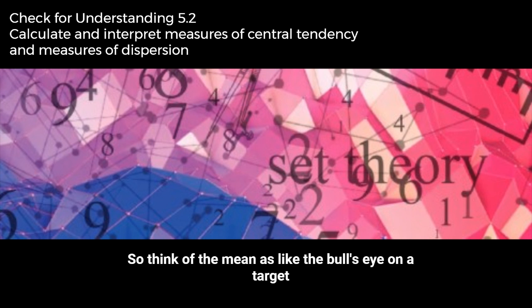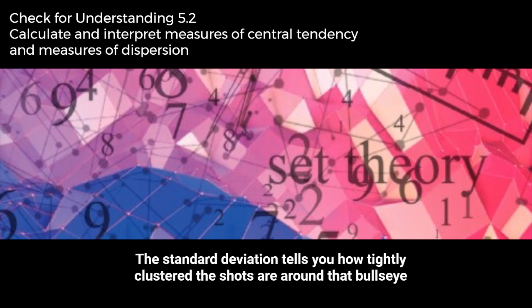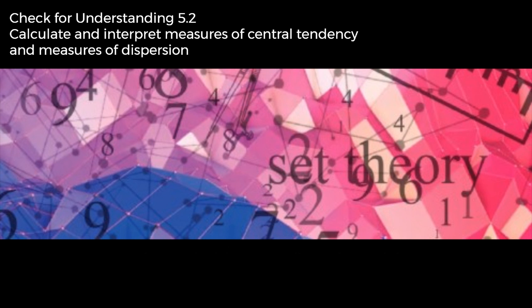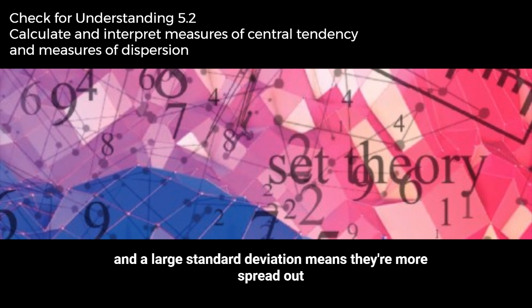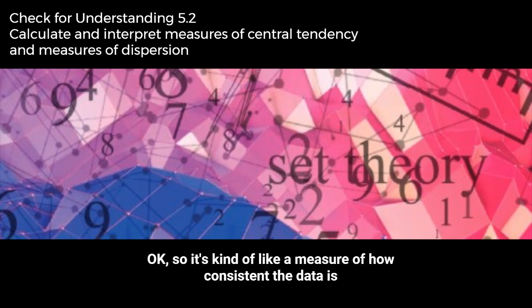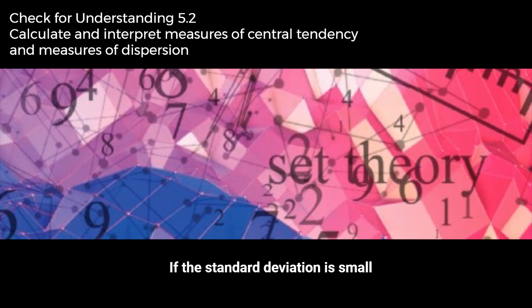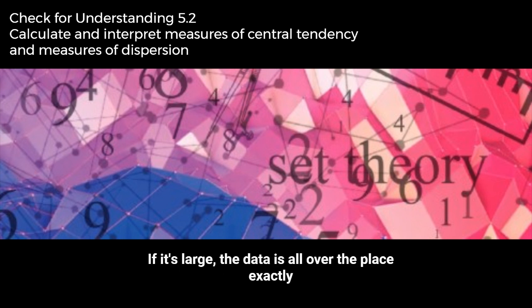So think of the mean as like the bullseye on a target. The standard deviation tells you how tightly clustered the shots are around that bullseye. A small standard deviation means the data points are generally close to the mean, and a large standard deviation means they're more spread out. Okay, so it's kind of like a measure of how consistent the data is. If the standard deviation is small, the data is pretty consistent. If it's large, the data is all over the place.